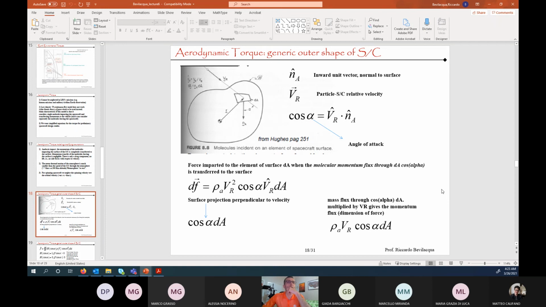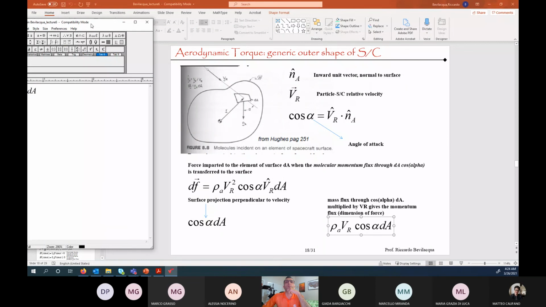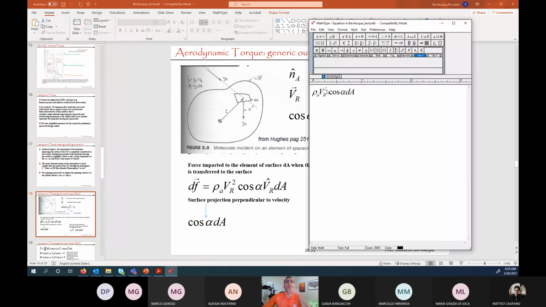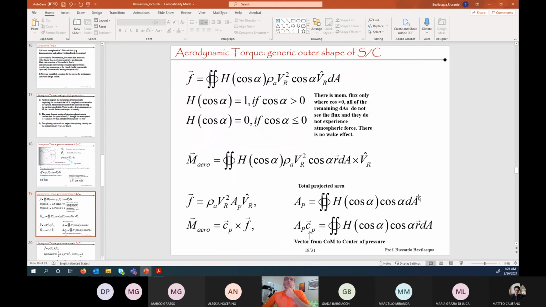Okay, let's see. There may be some dimensionality issue here. Now that I'm thinking about it, I think a square is missing, right? I believe there's a square missing here. Do you agree? Yes. Yeah. Because if I look at the two expressions, yeah, there's a square missing here. In fact, in my MathType, there was a superscript space available. Okay. All right, so that's the force.